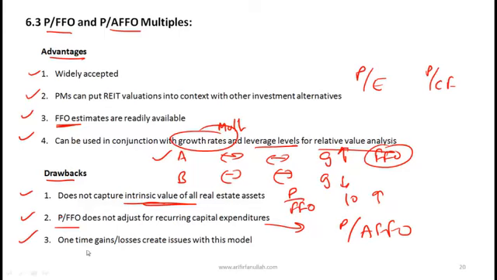In recent times, there have been several one-time gains and losses, and this has skewed the accounting numbers to an extent which makes it difficult to compute the price to FFO and price to adjusted FFO multiples, and it also makes it difficult to compare these multiples across different REITs.